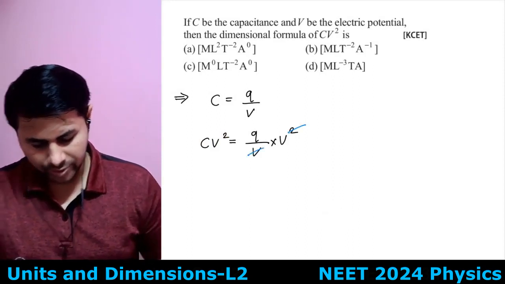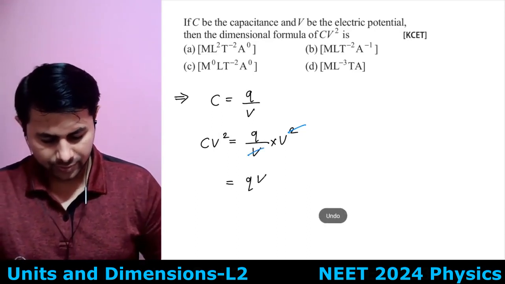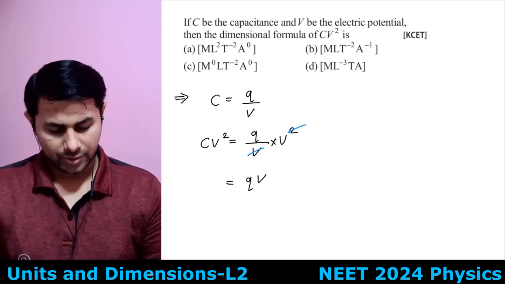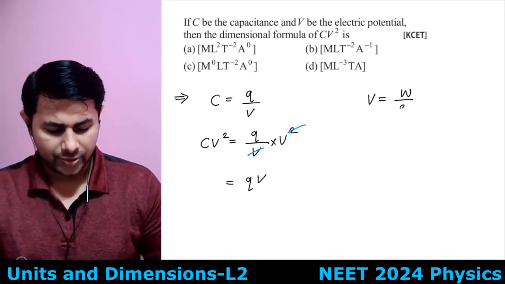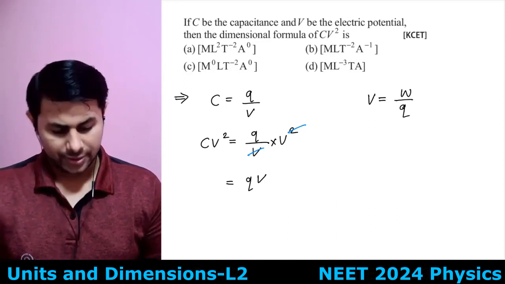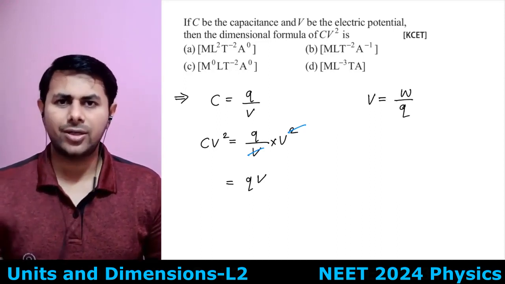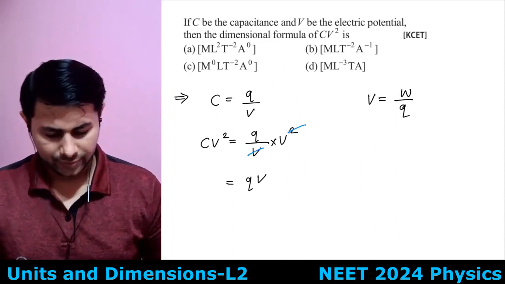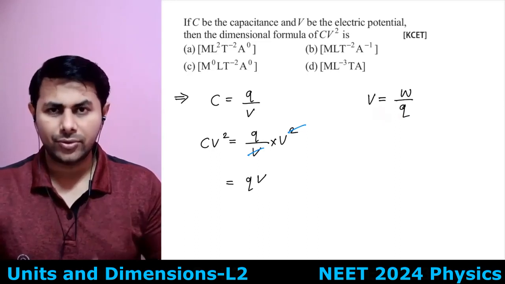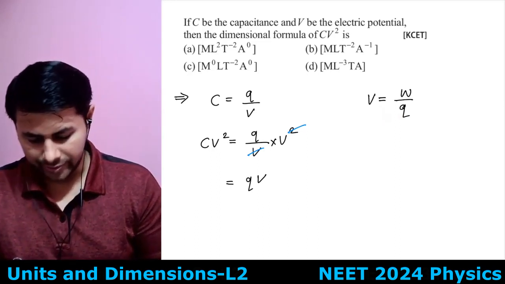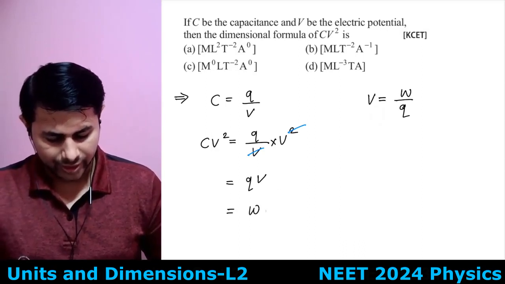And what is Q times V? Okay, so you know what is potential difference? It is work done per unit charge, right? Potential difference between any 2 points is work done per unit charge. So you can take this charge on left hand side, so you get Q times V is equal to W. So this is equal to what? W, or work or energy.